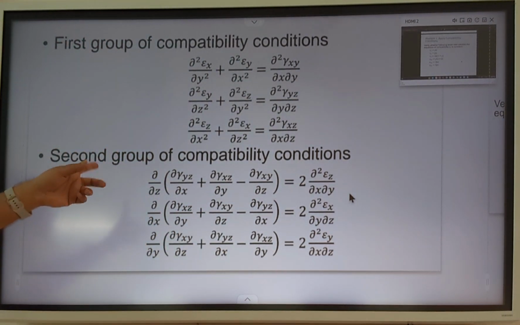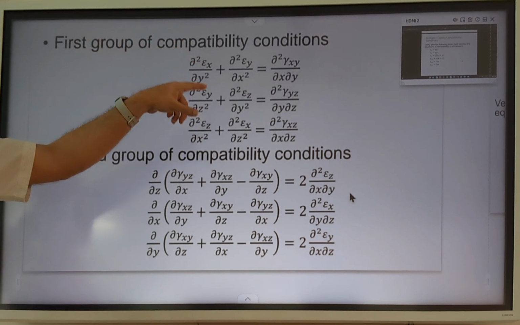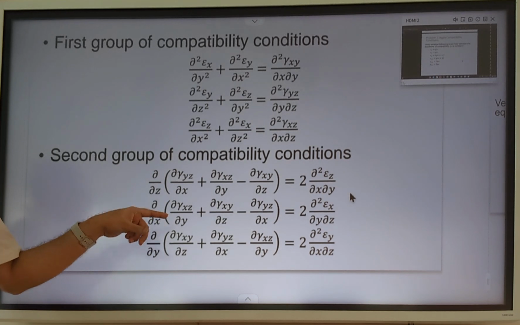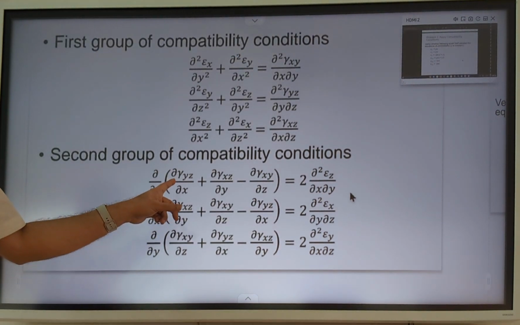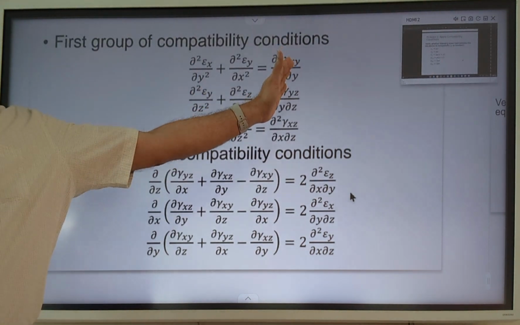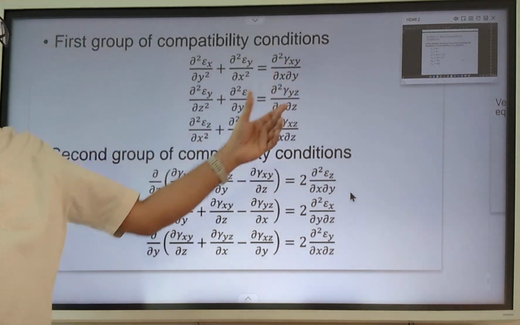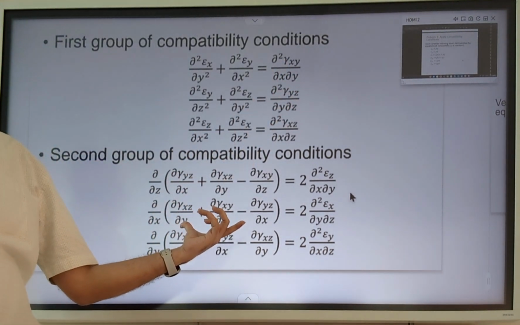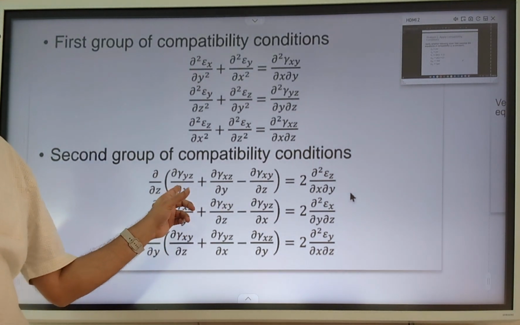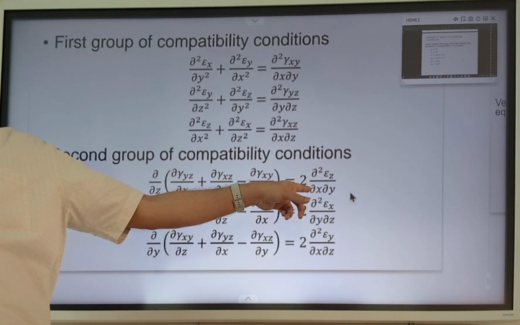So this is the full set of equations. The first group is what we derived just now, which is given here. The next group is the compatibility equations, which give the relationship between the shear strains on the right-hand side and the linear strains. In the second set of compatibility equations, on the left-hand side you have different shear strains which are related to a particular linear strain.